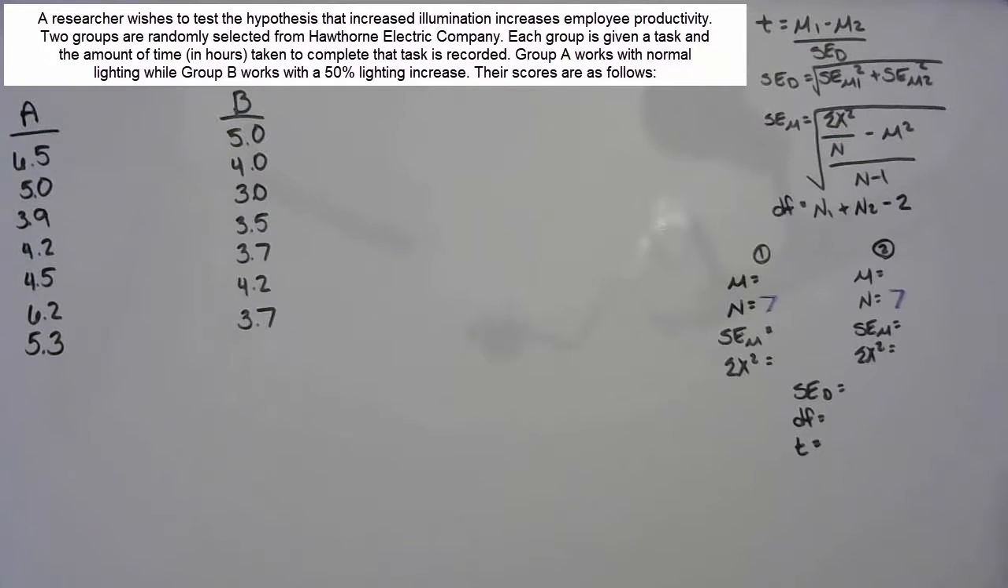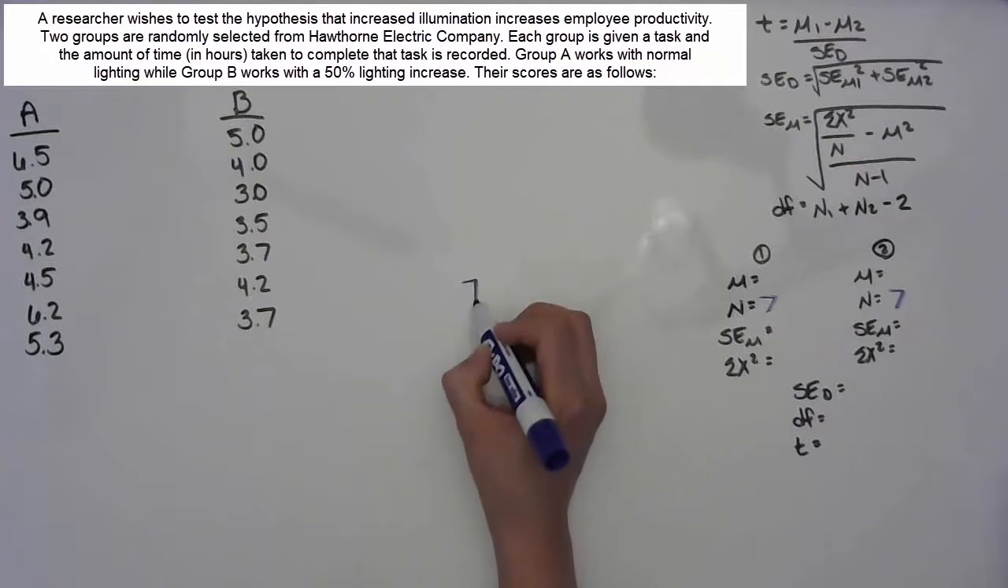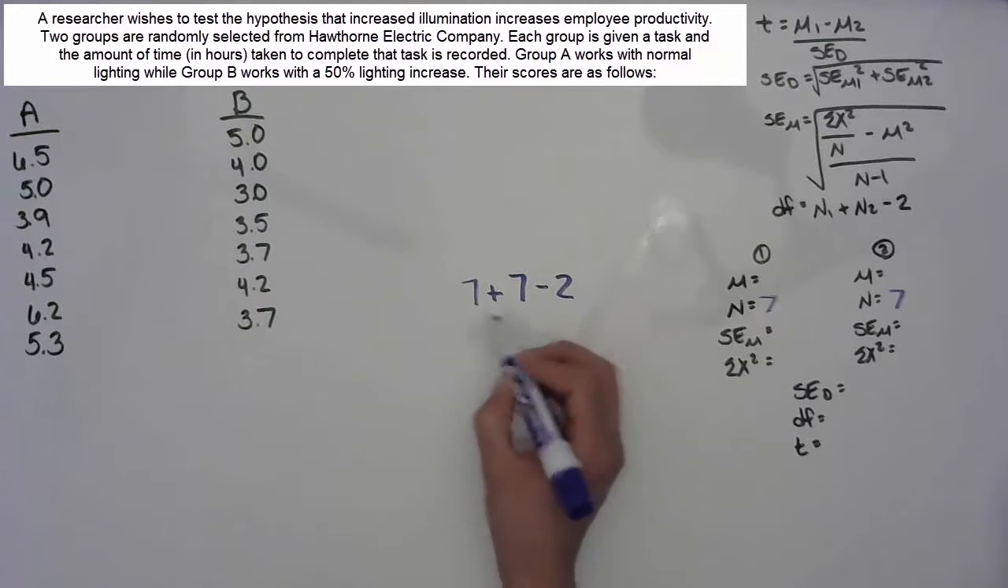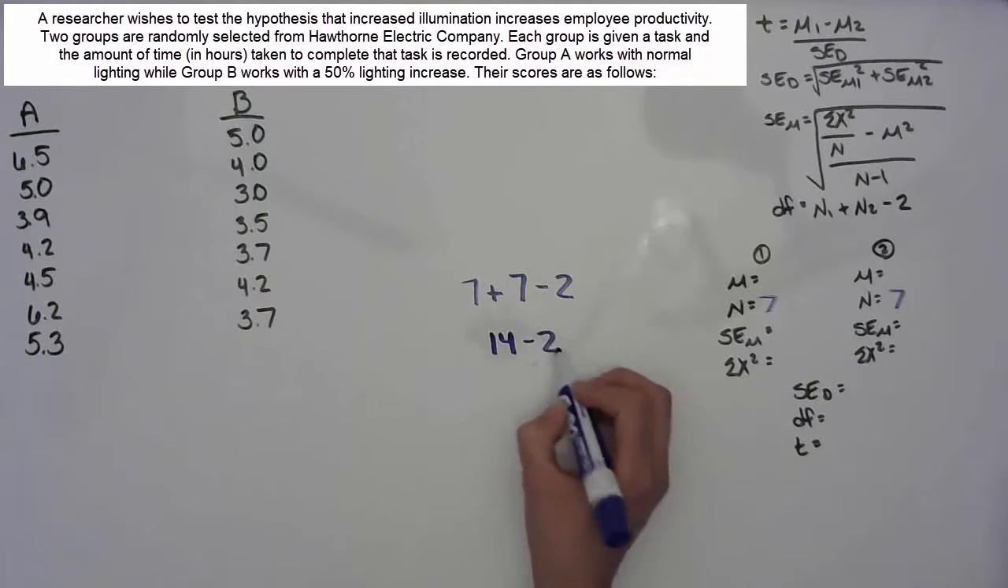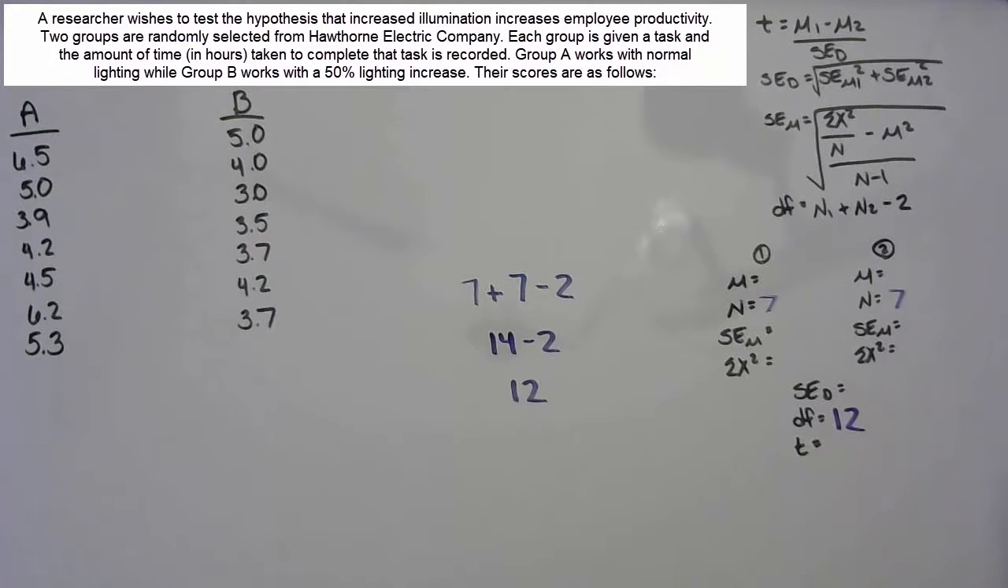Okay, so we can go ahead and figure out our degrees of freedom too, since we have N1 plus N2 minus 2. So N1 is 7 plus our N2 value of 7 minus 2. So 7 plus 7 is 14 minus 2 equals 12. So 12 is our degrees of freedom.